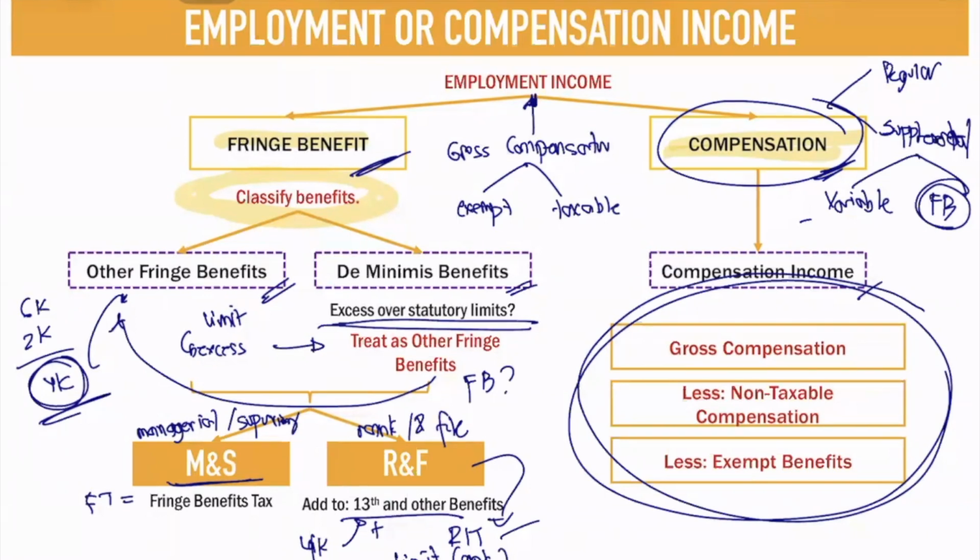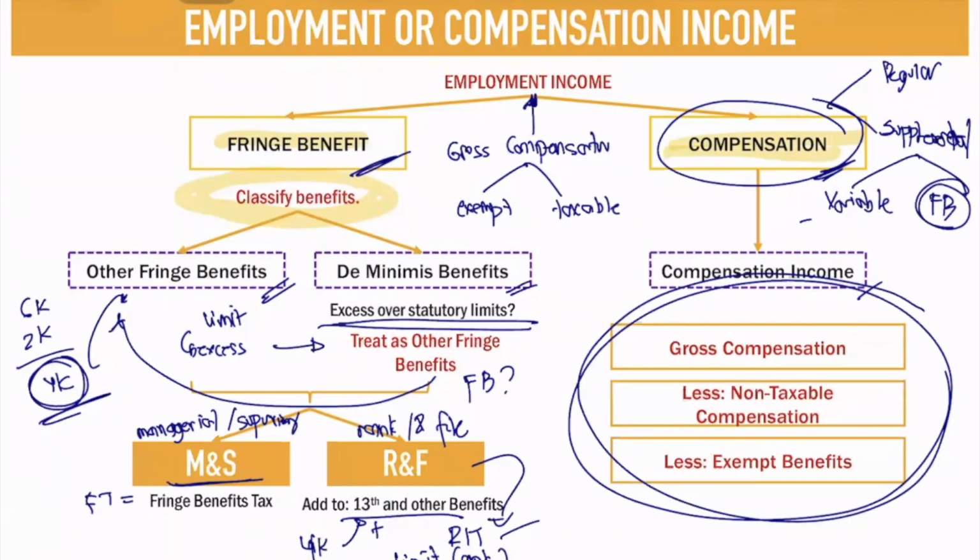Determine the scheme, determine whether subject to final tax or subject to regular income tax. Now we're talking about compensation income. So for compensation income, it can be subjected to RIT or final tax. So for your employment income or compensation income, we said it can be composed of regular and supplemental income. Your supplemental income can be further classified as variable income or fringe benefits or other benefits.